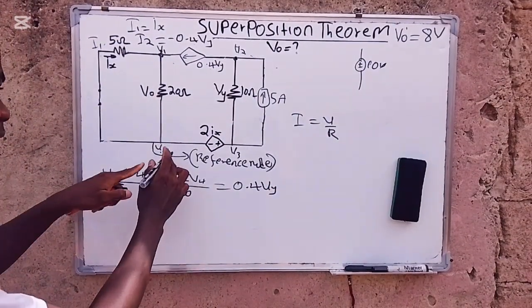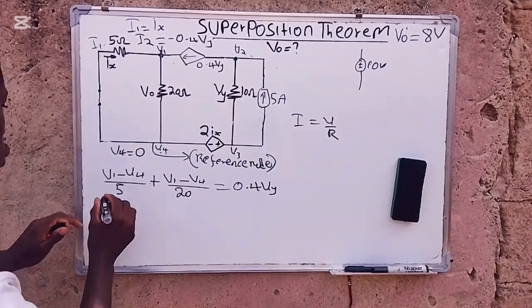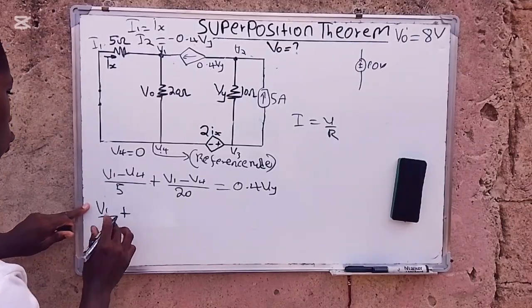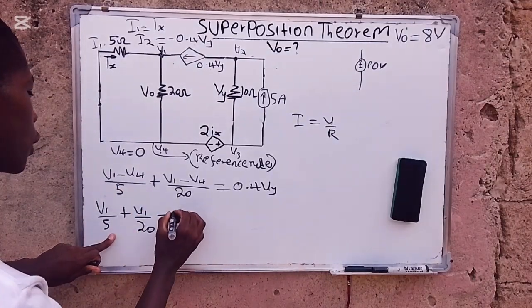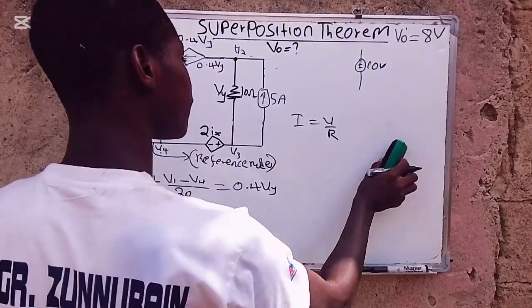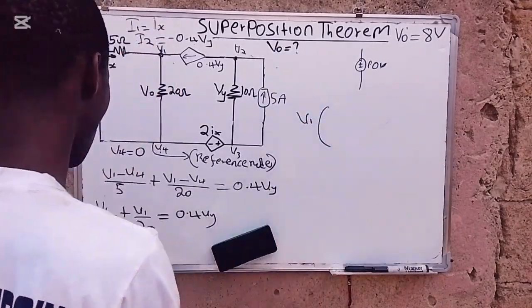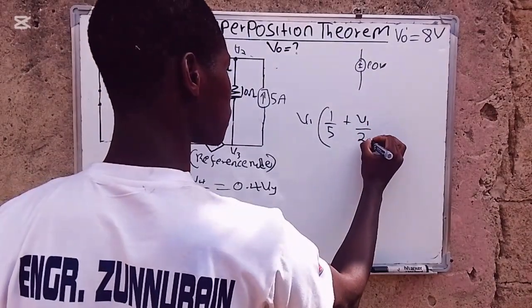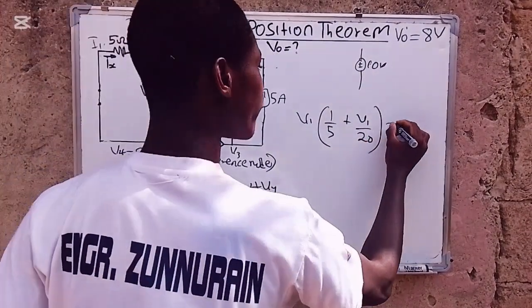So the next thing, I said that V4 is the same thing as 0. So I have to say V1 divided by 5 plus 0, plus V1 again divided by 20 should now equal 0.4 Vy. This is the same thing as, if I factor out the value of V1, 1 over 5 plus 1 over 20, times V1. Yes, you all agree with this. So this should now equal 0.4 Vy.